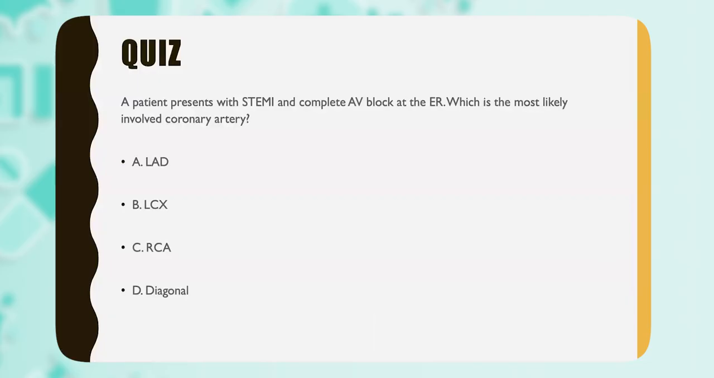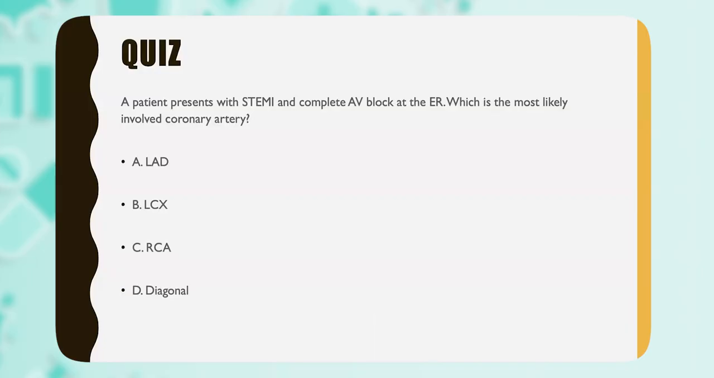So, coming to ischemic heart disease, a patient presents with STEMI and complete AV block at the ER. Which is the most likely involved coronary artery? I hope you have some idea about coronary arteries. So, can anyone volunteer? Right coronary artery. Right coronary artery. Why did you say that?